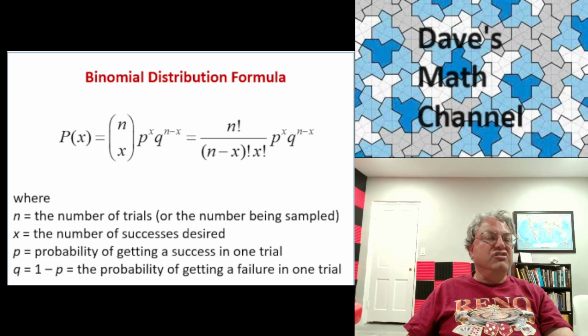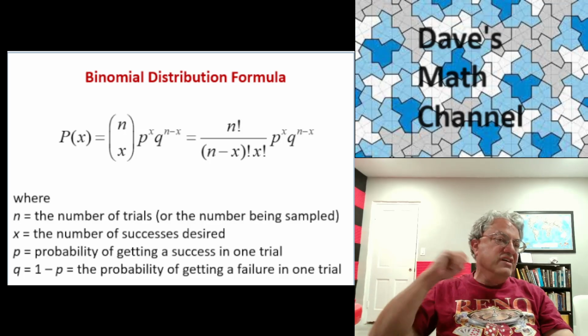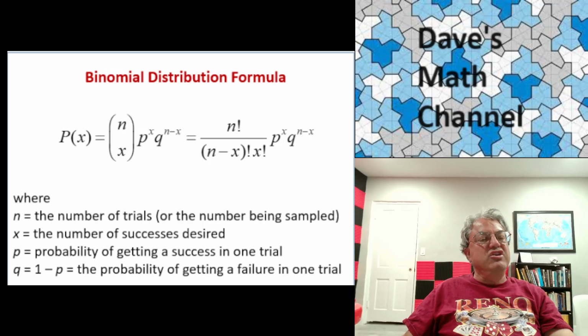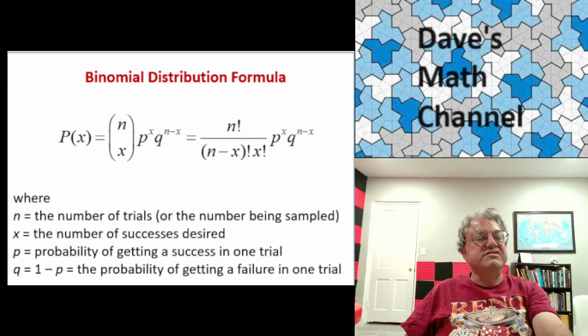So you could calculate the probability. Say you rolled a fair die 100 times, what's the number of ones you're going to get? If you just apply this formula, the probability of getting, say, 20 ones is just going to be 100 choose 20 times 1/6 to the 20th power times 5/6 to the 80th power. That's the formula you use to get that. So pretty nice.